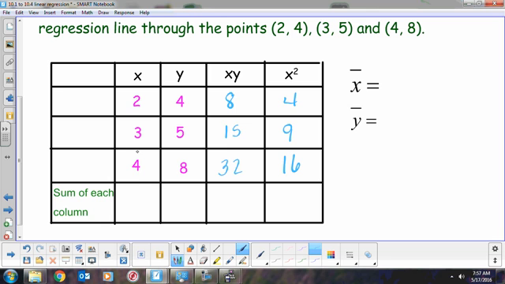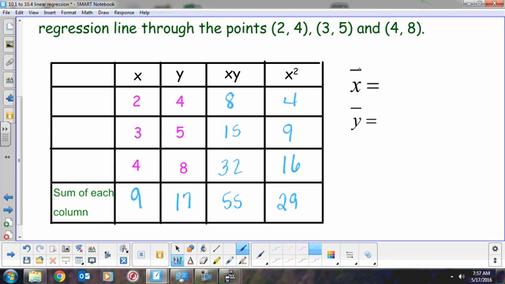2 plus 3 plus 4 is 9. 4 plus 5 is 9, plus 8 is 17. 8 plus 15 is 23, plus 32 is 55. 4 plus 9 is 13, plus 16 is 29.